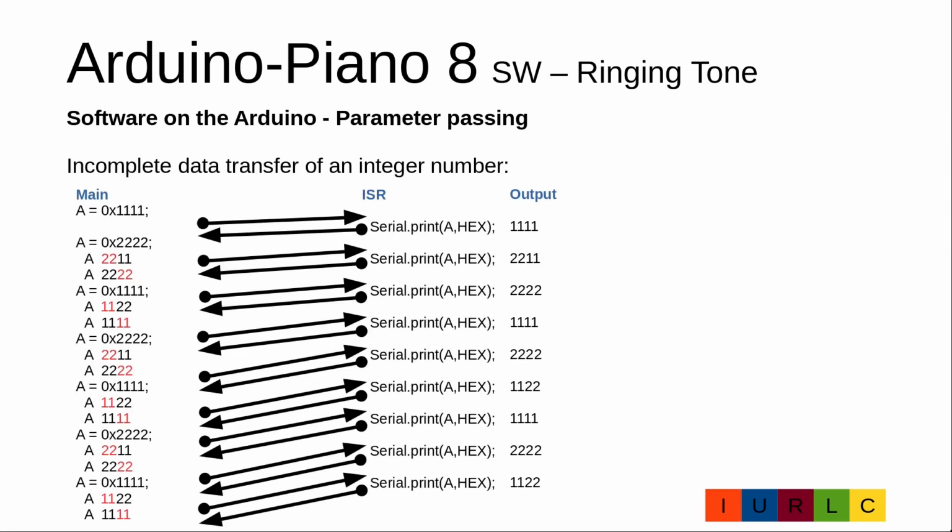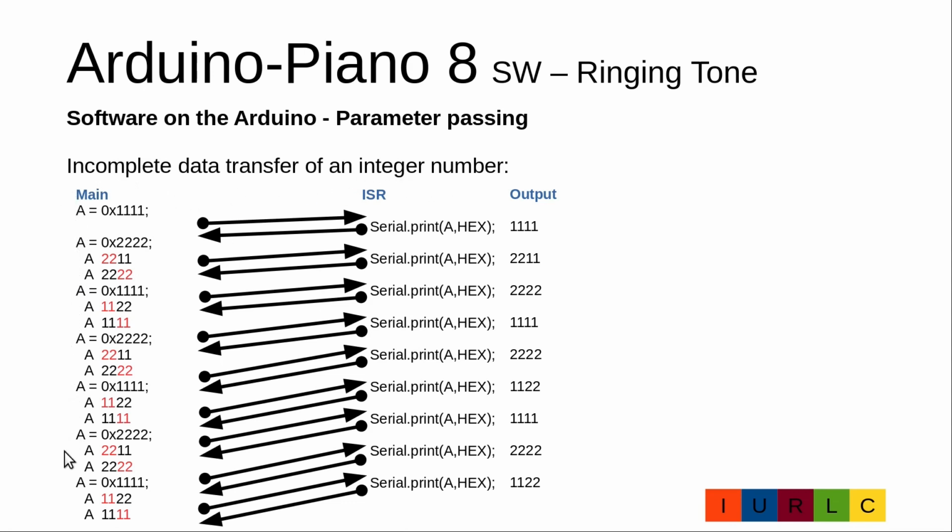On an 8-bit microcontroller, it is only ensured for a byte operation that the data is stored completely in the variable. With a 2-byte or larger load operation, the load could be interrupted by the interrupt service routine. Then only part of the variable has the new data and the other part has the old data. If the interrupt service routine then accesses such a variable, nonsense data could be output. Here is an example of an incomplete data transfer of an integer number.